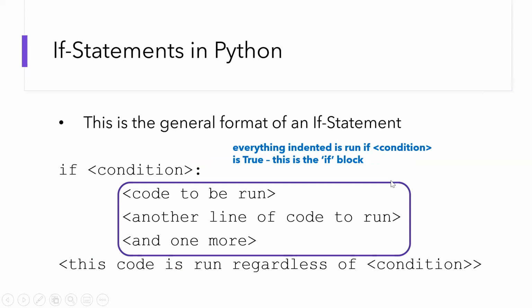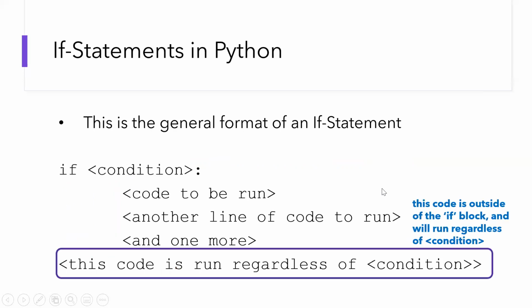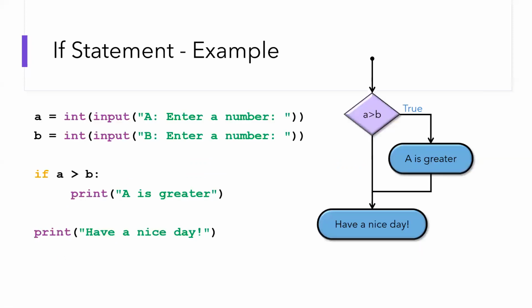All right, so everything indented is run if the if condition is true. This is called an if block. So we talk about blocks of code. By block of code, I mean something that's going to run together, so to speak. So this block either gets run or it doesn't. Be sure to indent, and then the next block of code, which is not indented, will be run regardless.